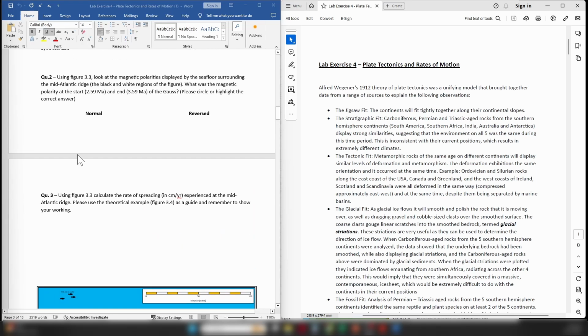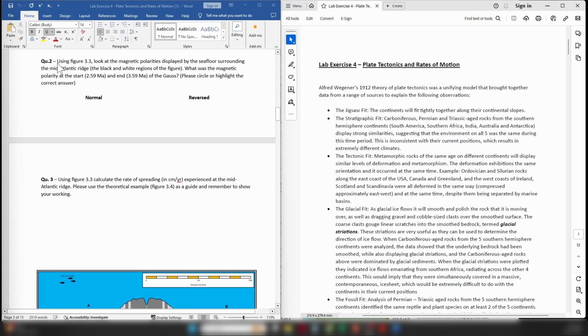So for question 2, we're looking at figure 3.3, and we're going to look at the magnetic polarities displayed by the seafloor surrounding the Mid-Atlantic Ridge. What was the magnetic polarity at the start and end of the Gauss? Okay, so the Gauss starts about 2.59 million years ago and ends about 3.59 million years ago.